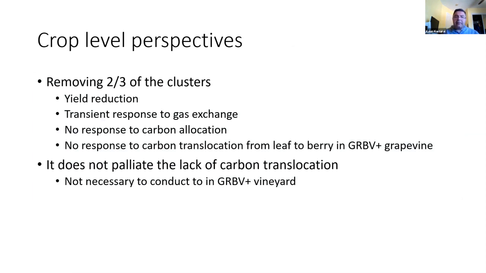From a crop-level perspective, removing two-thirds of the clusters, of course, results in a yield reduction. You have a transient response in gas exchange that did not alleviate or palliate the virus presence. There is no response in carbon allocation, as seen by the lack of response in total soluble solids. It does not palliate this lack of carbon translocation, and it's not necessary to conduct this in a red blotch positive vineyard. So there's no reason to drop these clusters if you have red blotch infected grapevines.